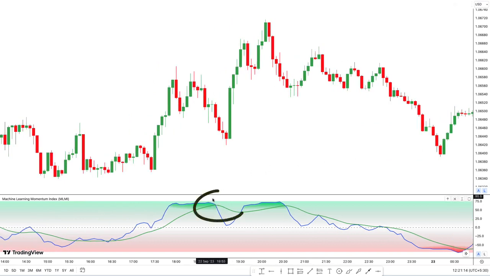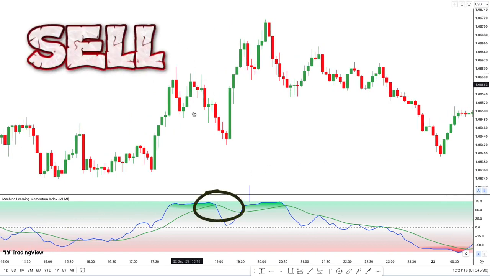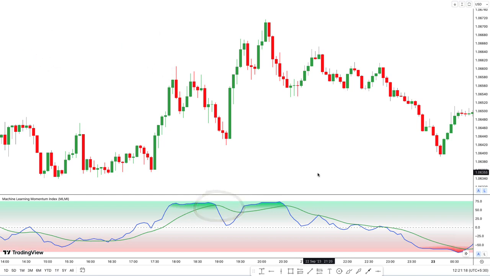Similarly, when the blue line crosses below the green line, it gives a sell signal. However, it is important to note that the MLMI must be in overbought conditions or in the green zone before this crossover can take place. Additionally, for a strong sell signal, the crossover should also be in the green zone.